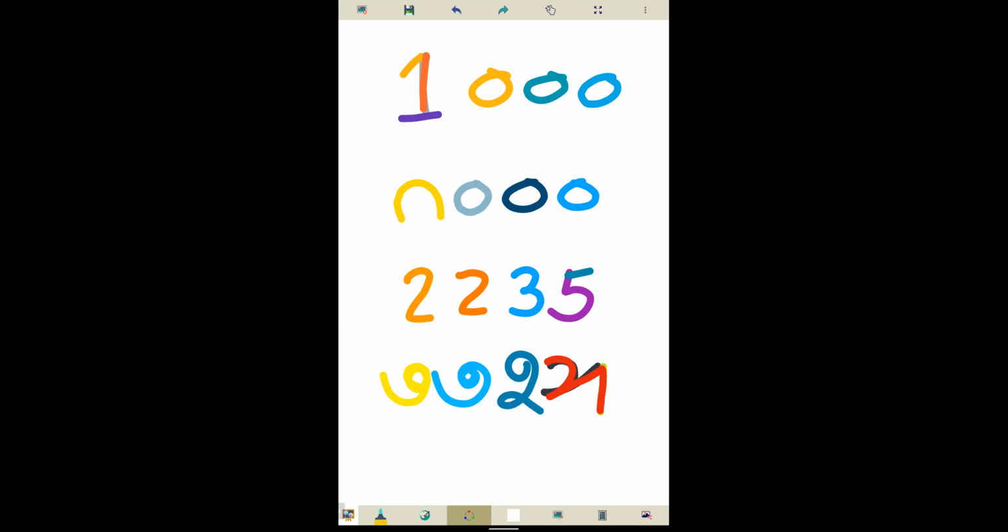Okay, so now I am writing down some numbers. After the class, you have to write and practice and give to me. Please note down all the numbers.